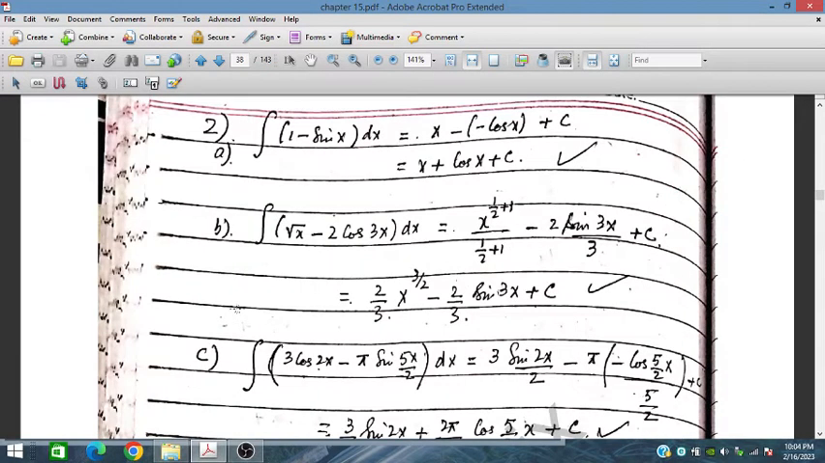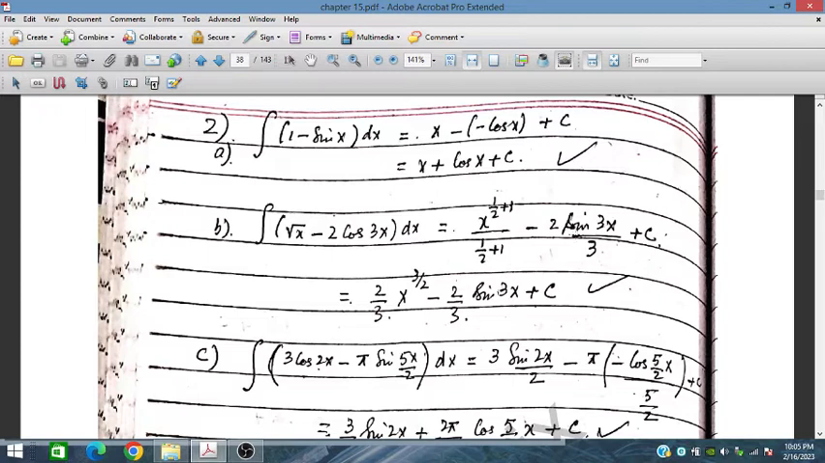Similarly, question number 2a: the integral of 1 minus sin x dx. The integral of 1 is x, and the integral of minus sin x is plus cos x. So this is x plus cos x plus c. And this one is the integral of root x minus 2 cos 3x dx. Root x is obtained as x power half plus 1 divided by half plus 1, minus 2 is here, and cos 3x is obtained as sin 3x divided by 3 plus c.